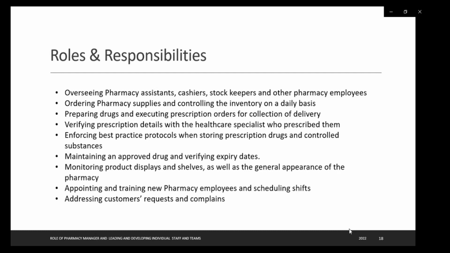Overseeing pharmacy assistants, cashiers, stockkeepers, and other pharmacy employees; ordering pharmacy supplies and controlling the inventory on a daily basis; preparing drugs and executing prescription orders and orders for collection or delivery; verifying prescription details with the healthcare specialists who prescribe them, normally medical practitioners; enforcing best practice protocols when storing prescription drugs and controlled substances; maintaining an approved drug list and verifying expiry dates.